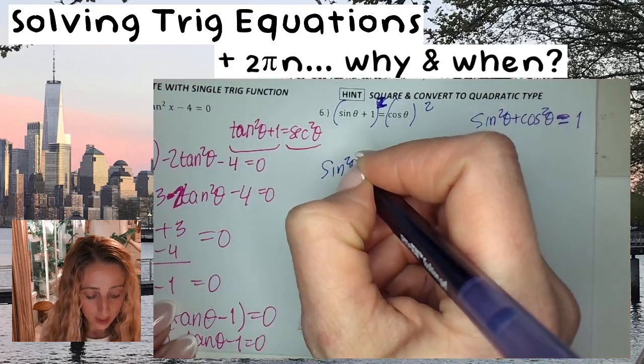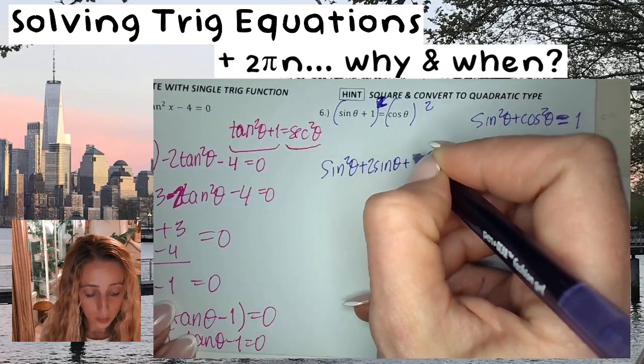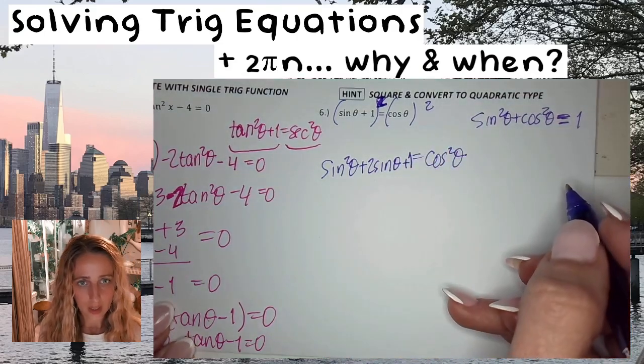So I get sine squared theta plus sine theta plus sine theta, I get 2 sine theta. 1 times 1 is 1, even though a lot of people accidentally put 2. So there I am.